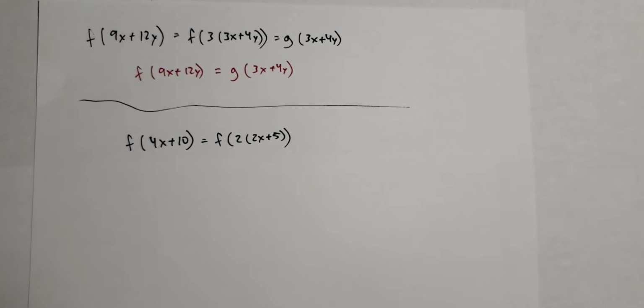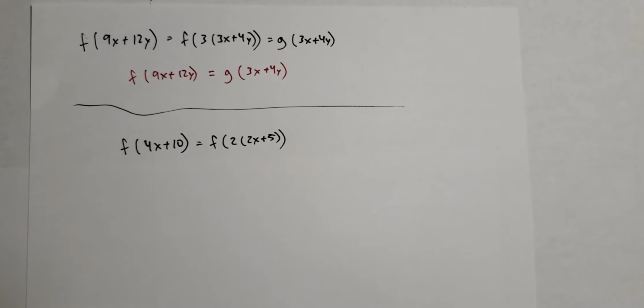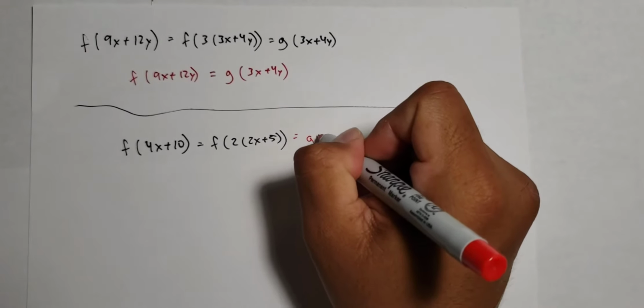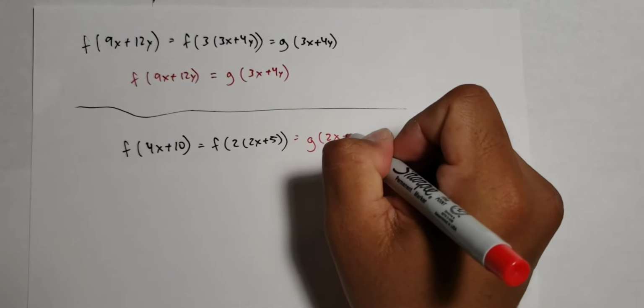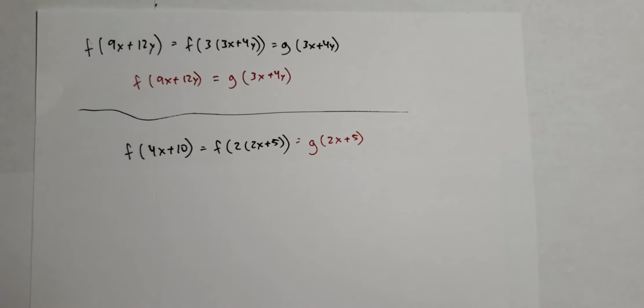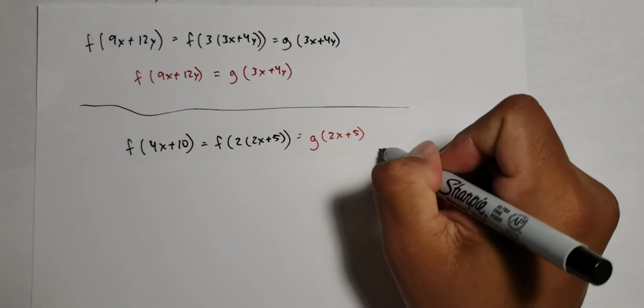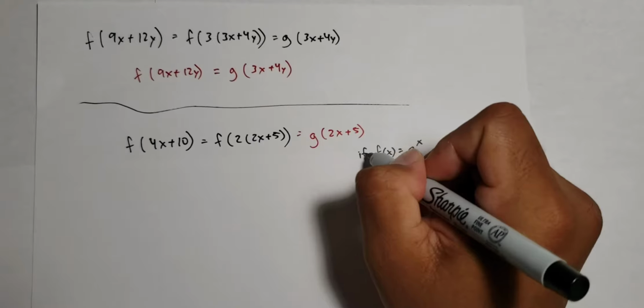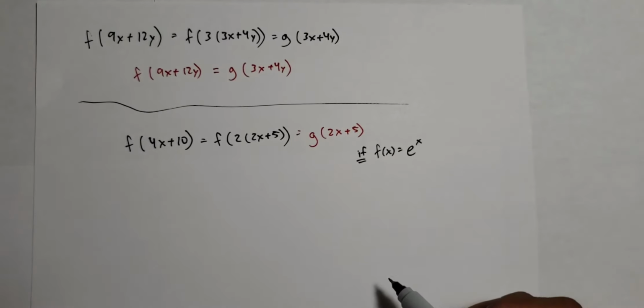Now, what this is saying is that I can find a new function g. This is equivalent to some other function g of 2x plus 5. Remember, this can be any function, so you can pick any function that you want. Let's say we go with e to the x. So if f of x equals e to the x, it can be any function. We're going to go with f of x equal to e to the x.